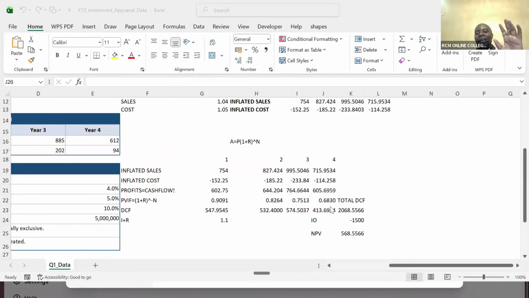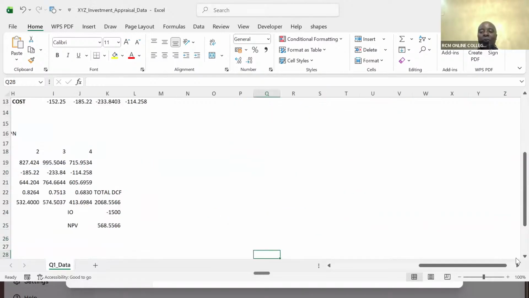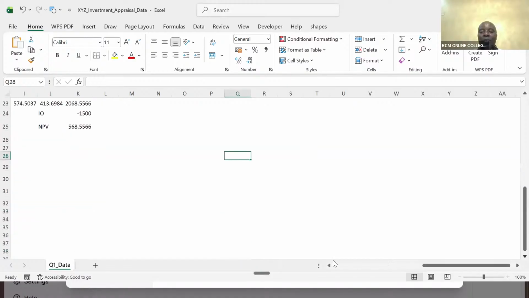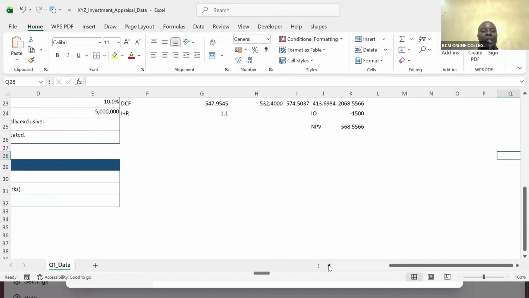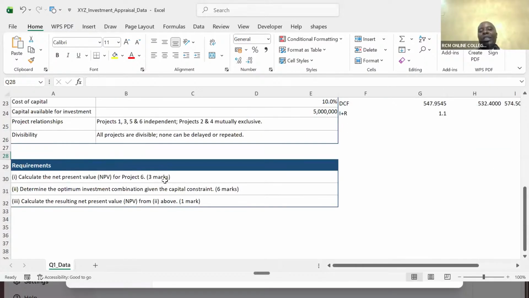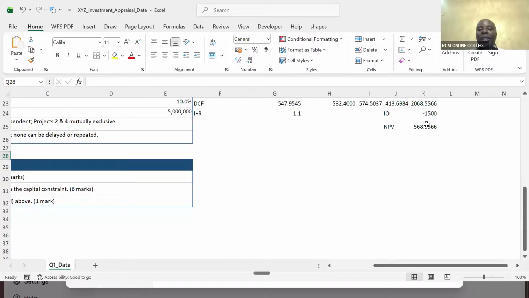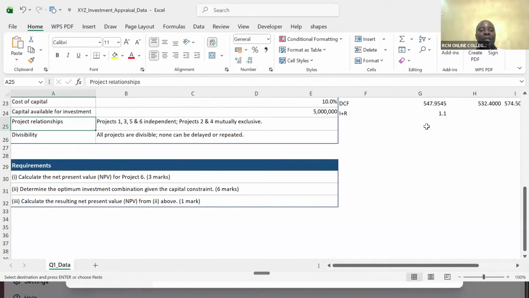Now, my good students, please listen to me very well. We have the initial outlay. We have been able to answer the first question, the one that asks to calculate the net present value for project 6, 3 marks. That is done. The answer we got here, my good students, is 568. Control C. This is the answer that we got.